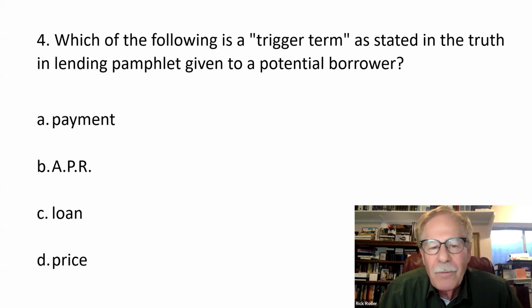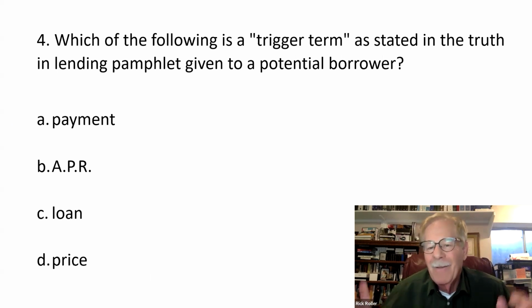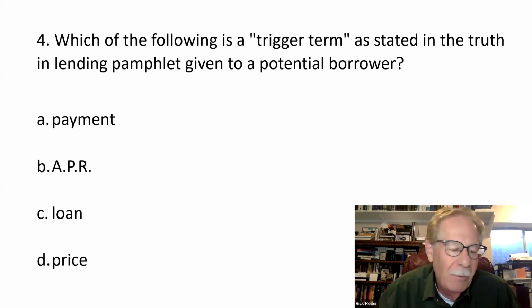Number 4 says, which of the following is a trigger term, as stated in a truth in lending pamphlet given to a potential borrower? Most agents don't do this, but I would strongly recommend that you read that pamphlet. Lenders have cases and cases of them because they have to give them out to all borrowers. And so, drop by your local lender and say, I want to have everything you give to a new borrower because I want to read them and I want to understand them and be familiar with it.